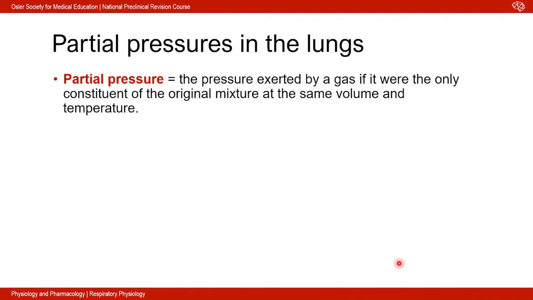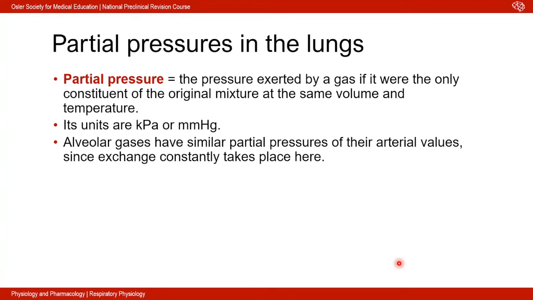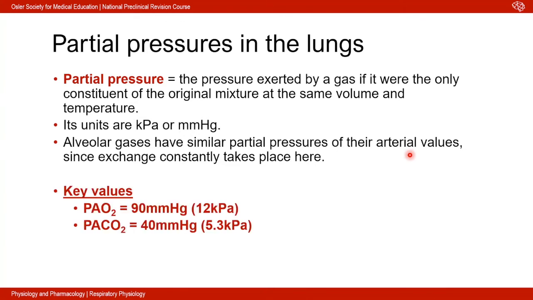Now the partial pressures in the lungs. First, we need to know what partial pressure actually means. It's basically the pressure exerted by a gas if you imagine that it was the only one of the original mixture at the same volume and temperature as your mixture of gases, so your nitrogen, your CO2, all of those. The units are kilopascals or millimeters of mercury. And they have quite similar partial pressures in the alveoli compared to the arteries, because the gas exchange is constantly occurring. So they equilibrate, basically.